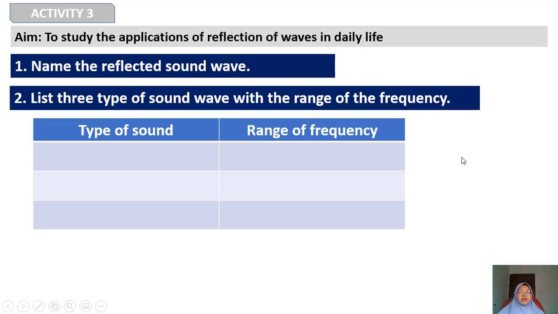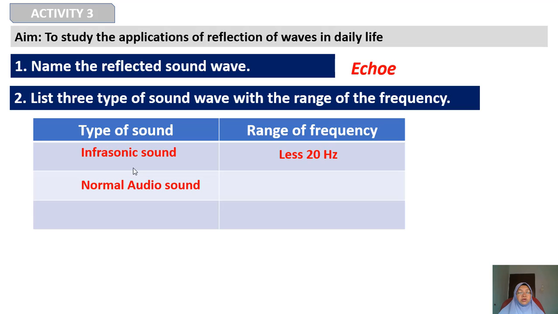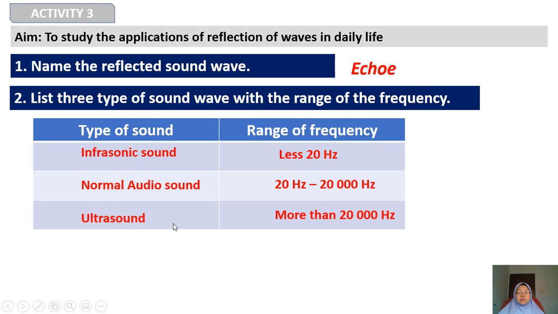Now we move on to the application of the reflection of waves in daily life. Name the reflected sound wave. This is what we call echo. List 3 types of sound wave with the range of the frequency. First is infrasonic wave, range is less than 20 Hz. Then we have normal audio sound, which is the sound that we can hear with our ears, in between 20 Hz to 20,000 Hz. The third one is ultrasound. Range is more than 20,000 Hz, so very high frequency.